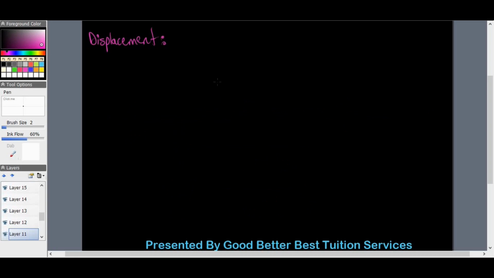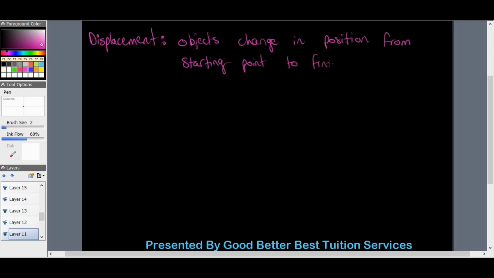Displacement. The displacement of an object is basically an object's change in position. To put it simply, it's an object's change in position, but it's considered its change in position from starting point to final position. So we have to add that in. It's taken from its starting point to final position.